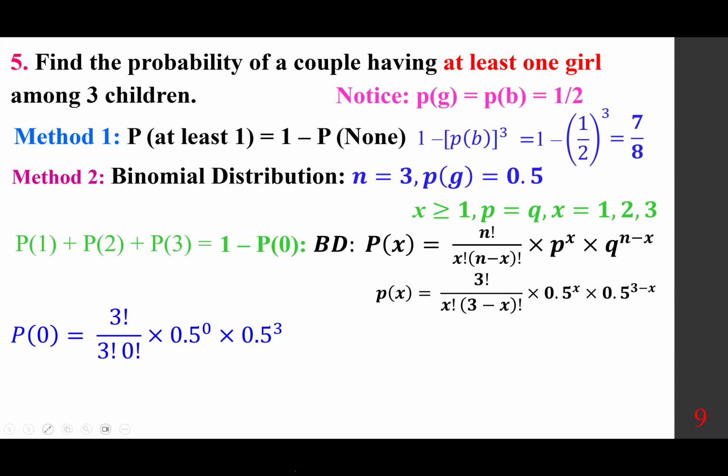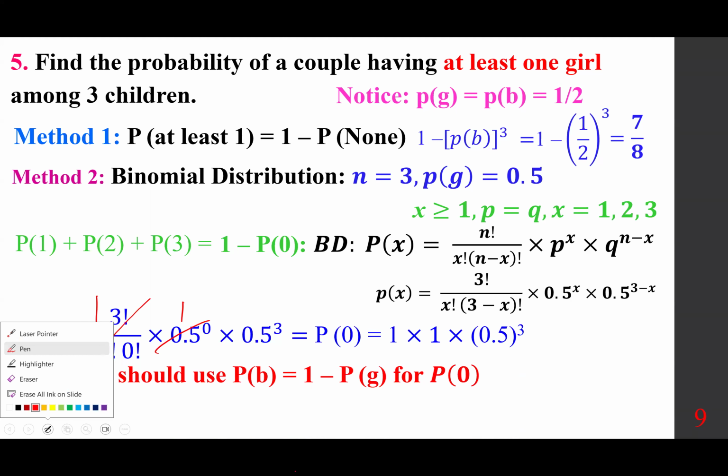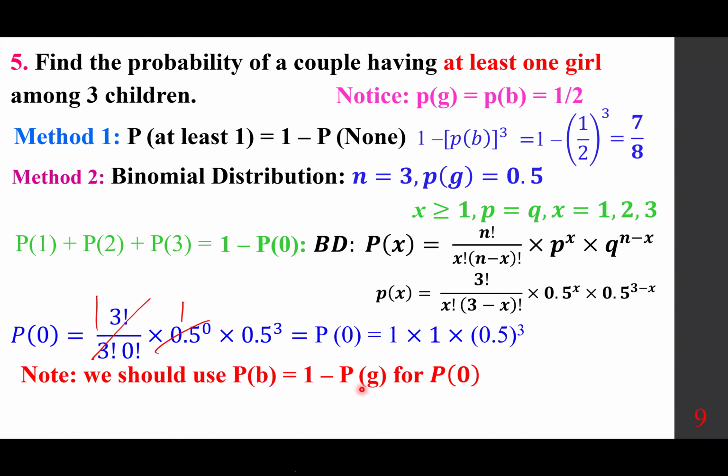These two cancel each other. This is 1. 0.5 to the power of 0 is 1. So 0.5 to the third power, or 1/2 to the power of 3, which is 1/8. And 1 minus that gives you the same answer. By the way, it's extremely important to notice P of B is 1 minus P of G for P of 0. Okay, this is P of G, this is P of B.